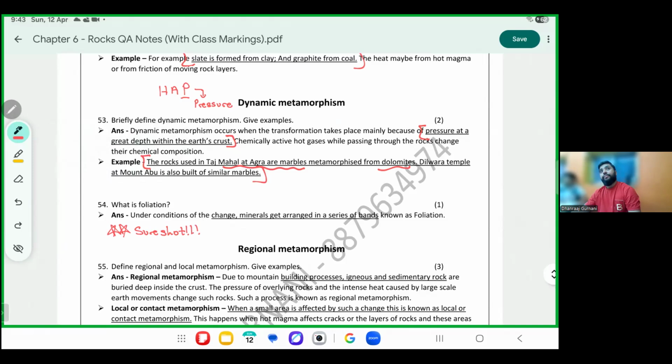Please mark foliation. It is the process under the conditions of change. Some change will happen where the minerals automatically get arranged in a series of band layers. A series of bands is called foliation.